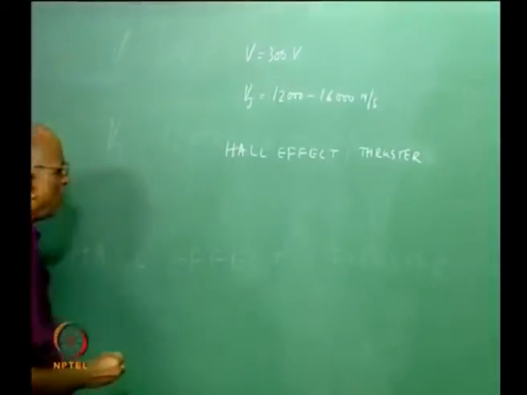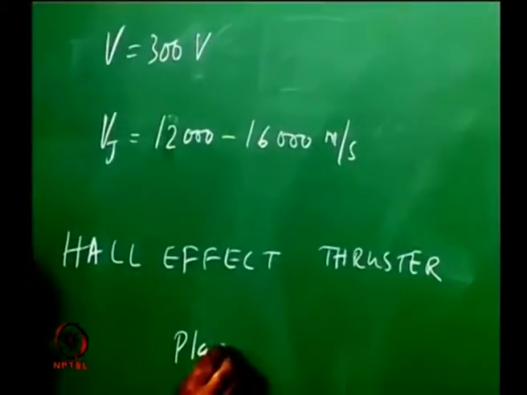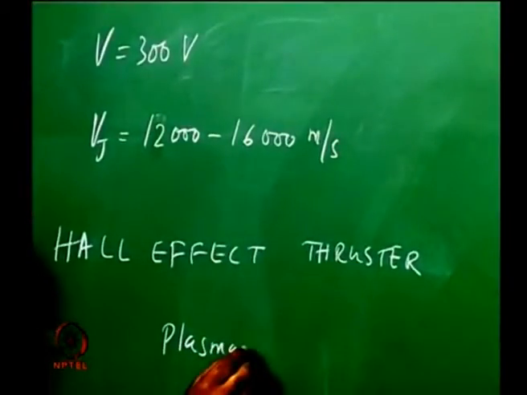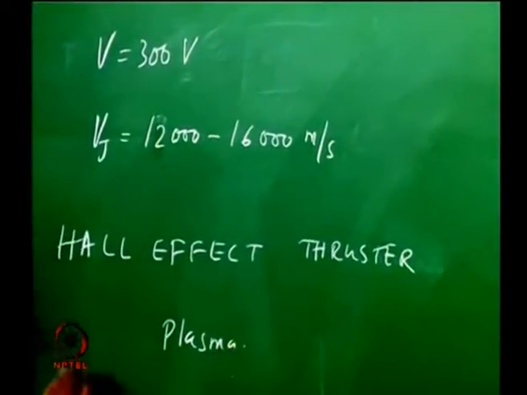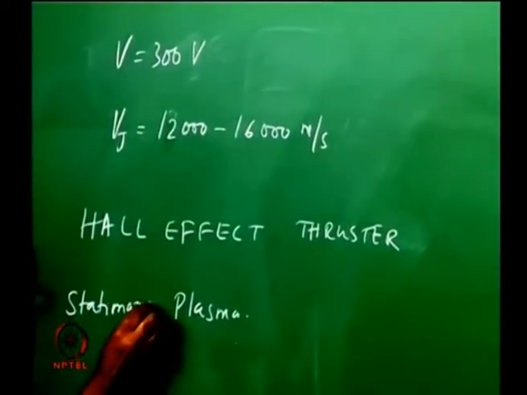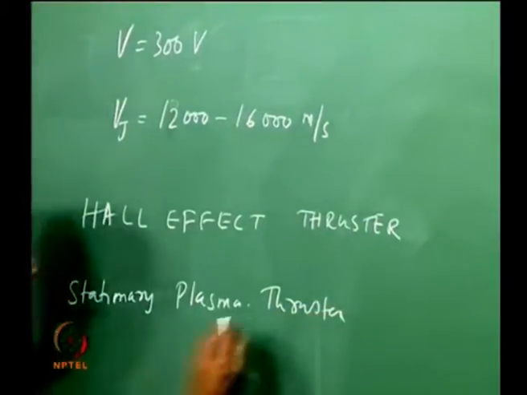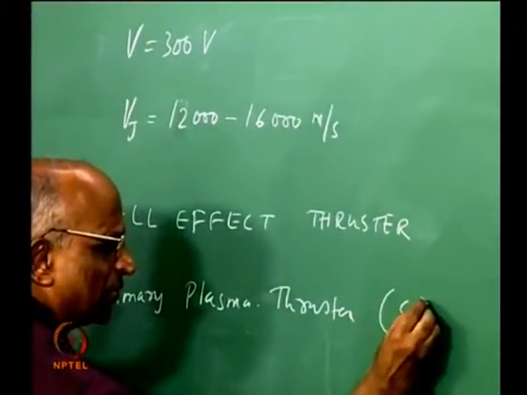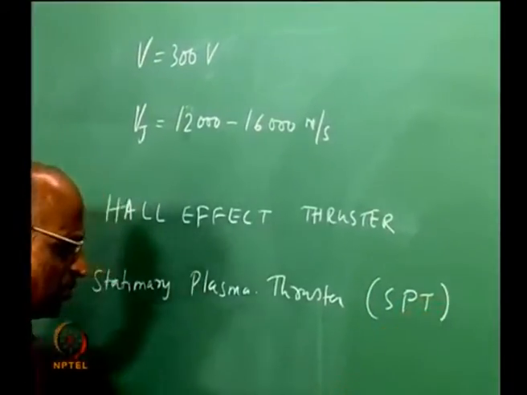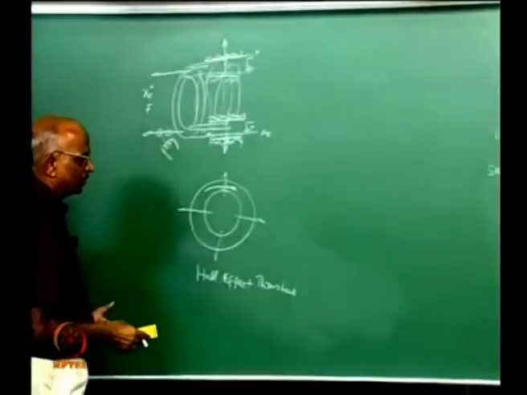It is also spoken of as you are creating a plasma which is stationary in the annular passage. Therefore, you have a stationary plasma thruster, and more often than not it is referred to as a stationary plasma thruster, and this is what makes use of the Hall effect.